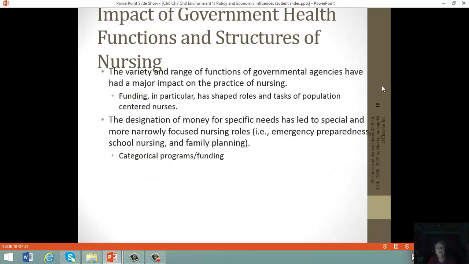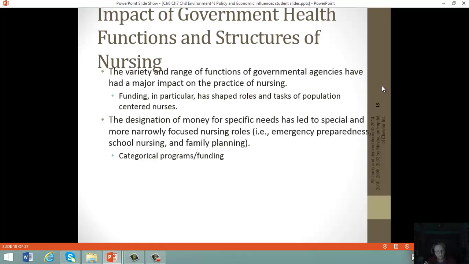Okay, impact of government health functions and structures of nursing. There's a variety and a range of functions and governmental agencies that have had an impact on the practice of nursing, and that's particularly related to funding. It's sort of shaped the roles and what public health is going to look like. That is because the designation for funds go for specific needs, and it leads to very narrowly focused nursing roles like just emergency preparedness, or just school nursing, or just family planning.